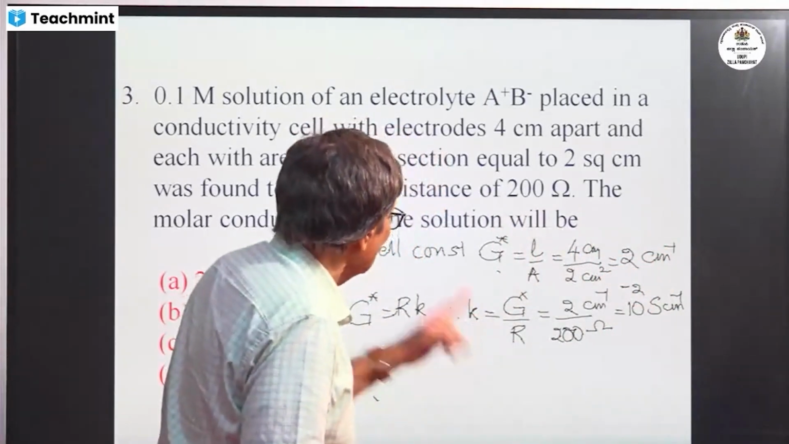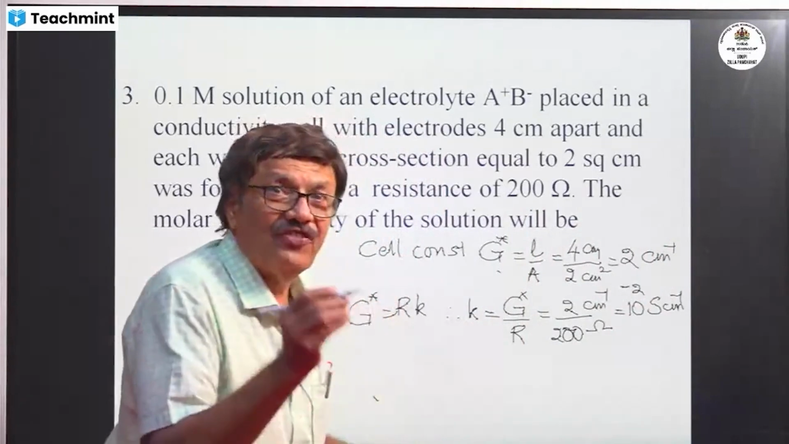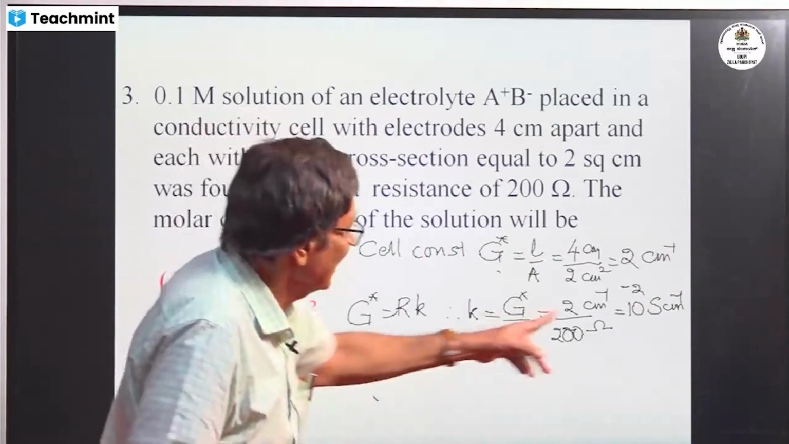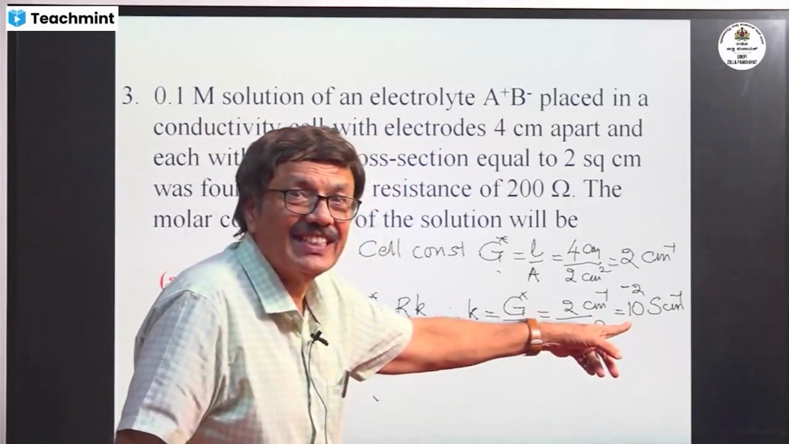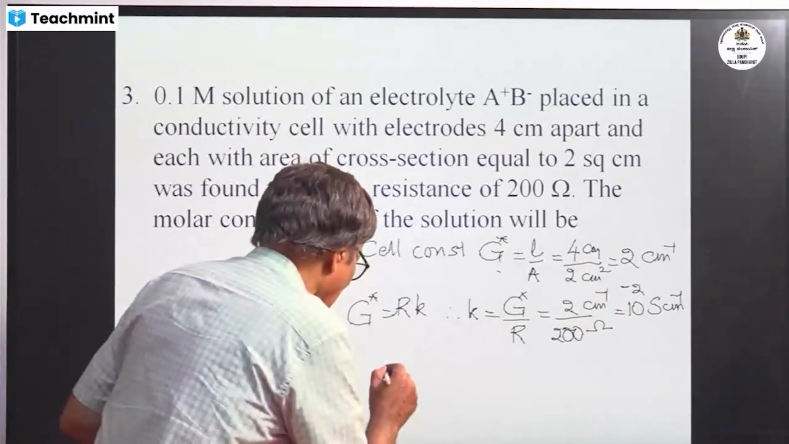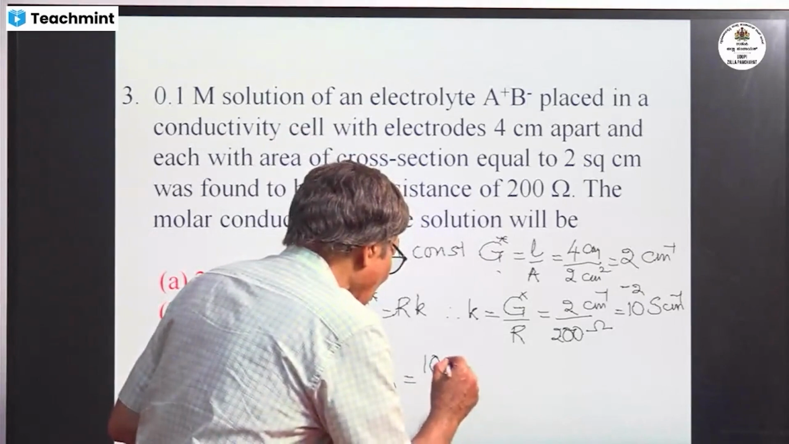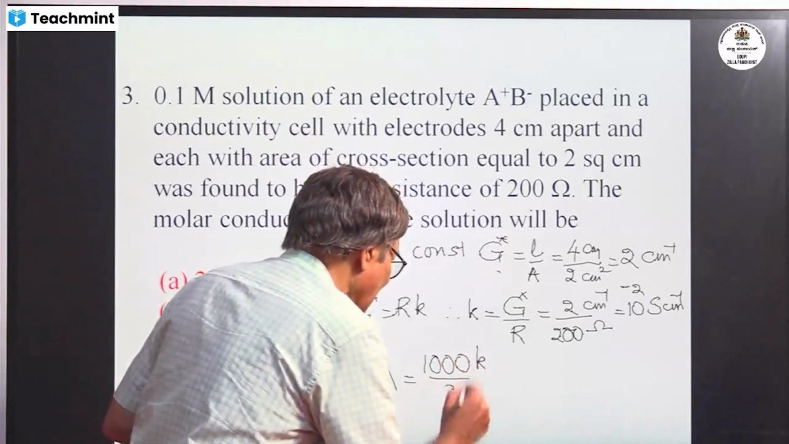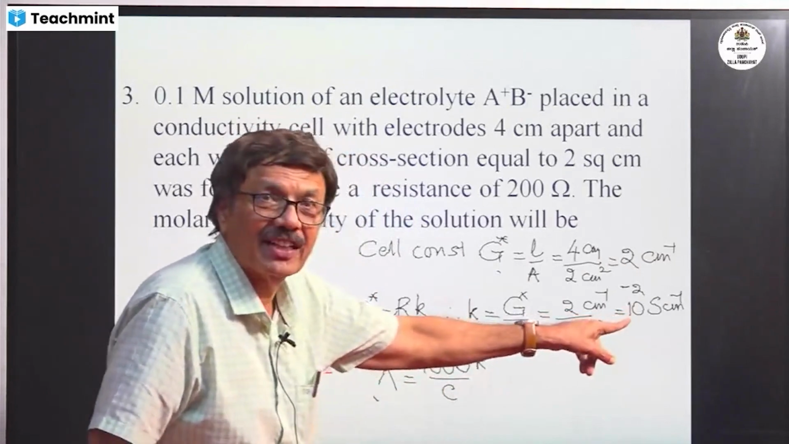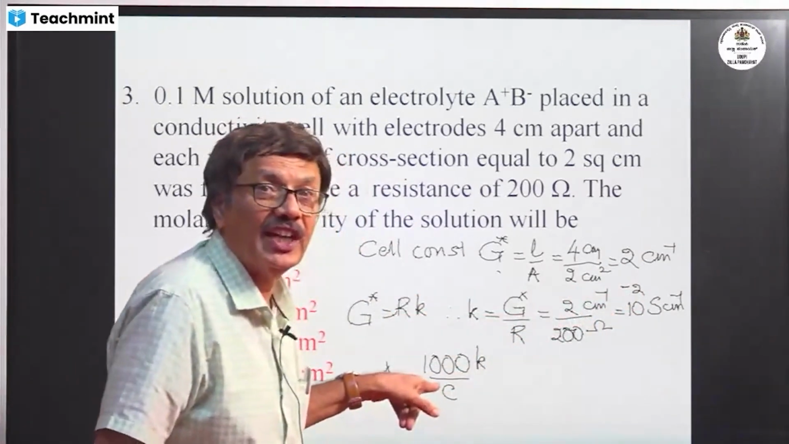Now, conductivity is known. Last one step is there: molar conductivity of the solution. Different formulae are there for the molar conductivity. When the conductivity is in terms of Siemens per centimeter, the molar conductivity lambda is equal to 1000 K by C, where C is the concentration. So 1000 will be there in the numerator when it is given in terms of centimeter. If the same thing is in Siemens per meter, 1000 comes in the denominator.